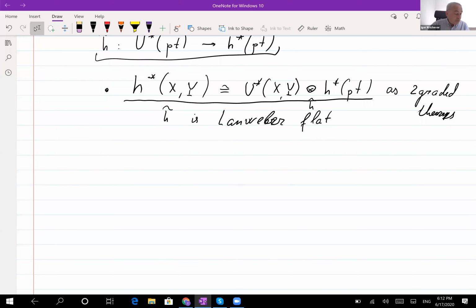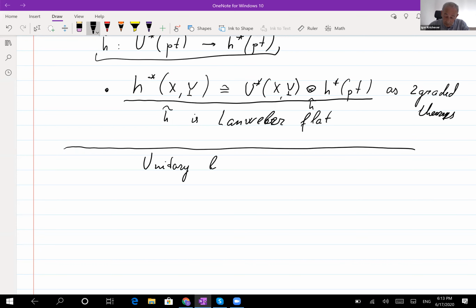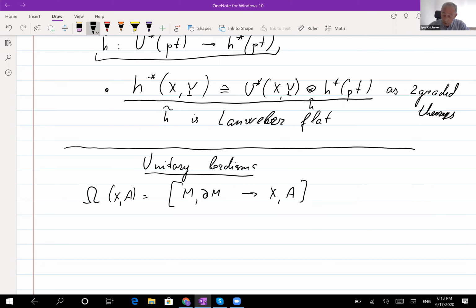Okay. So a brief account: what is unitary cobordism theory? It's easy to start with unitary bordism. Having X and A, we define omega of X, A in a very natural way. It's all maps from M, with boundary dM, into X and A, modulo bordism equivalence.